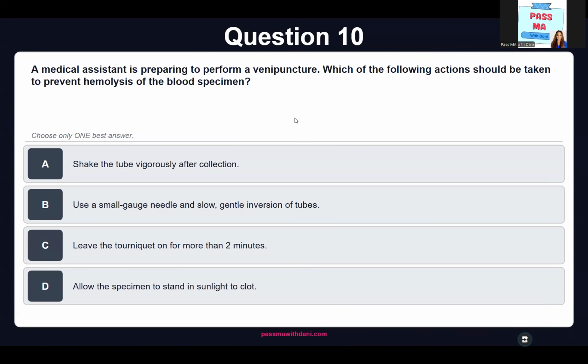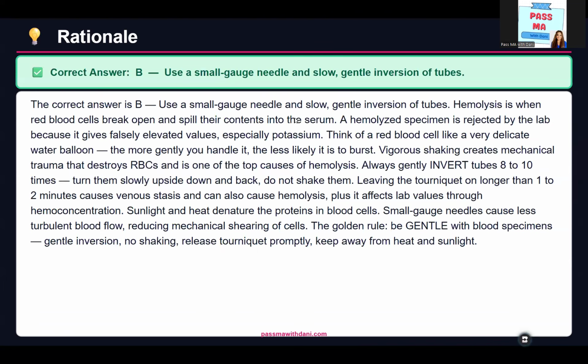Now, for question number 10, if you said B, to use a small gauge needle and slow, gentle inversion of tubes, then you are correct. Now, if you guys hear the term hemolysis, this is basically when red blood cells break open and spill their content into the serum. So a hemolyzed specimen is rejected by the lab because it will actually give falsely elevated values, especially in potassium.